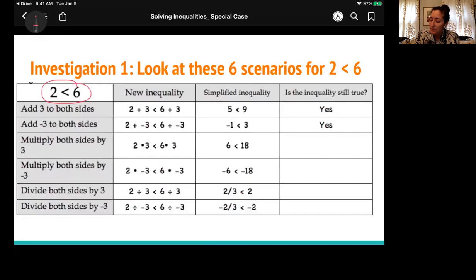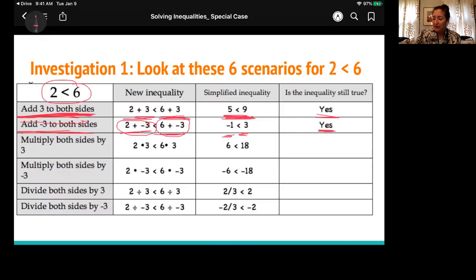So I have 2 is less than 6. I'm going to add 3 to both sides. So I did 2 plus 3 and 6 plus 3, and I ended up with 5 is less than 9, which is still true. And then I did it with negative 3. I did 2 plus negative 3 and 6 plus negative 3. 2 plus negative 3 is negative 1. 6 plus negative 3 is, I'm sorry, positive 3. Negative 1 is less than 3. That is true.